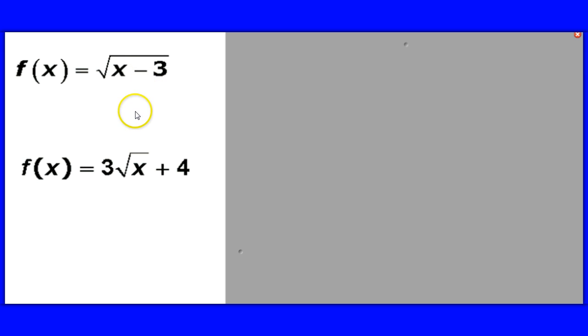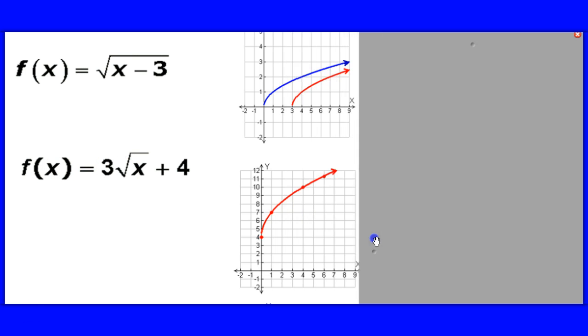Okay, so in this case, your domain has to be 3 or more. So x has to be greater than or equal to 3. Okay, in this one, it would have to be x is greater than or equal to 0. And then just go ahead and make yourself a T-chart or an H-chart, and let's graph those and see what they look like. All right, so let's take a look at these.